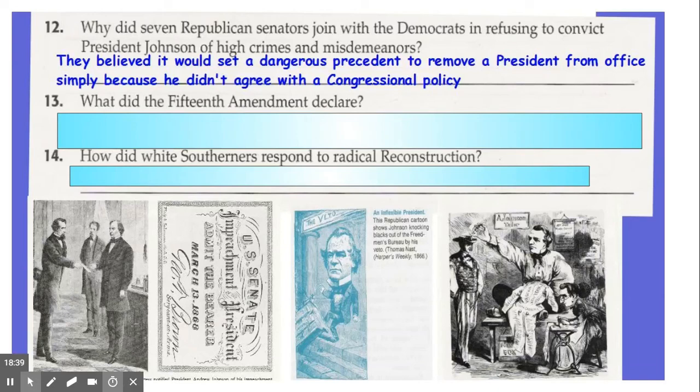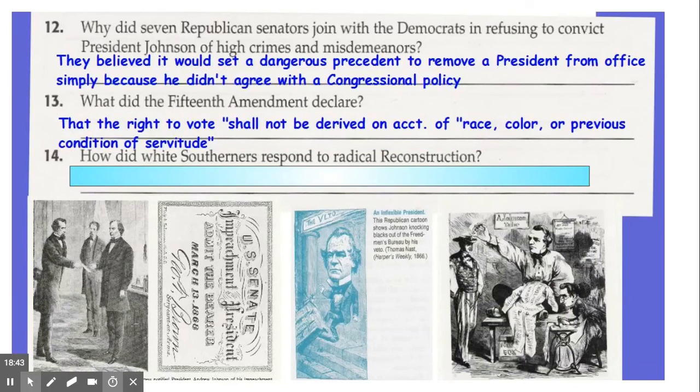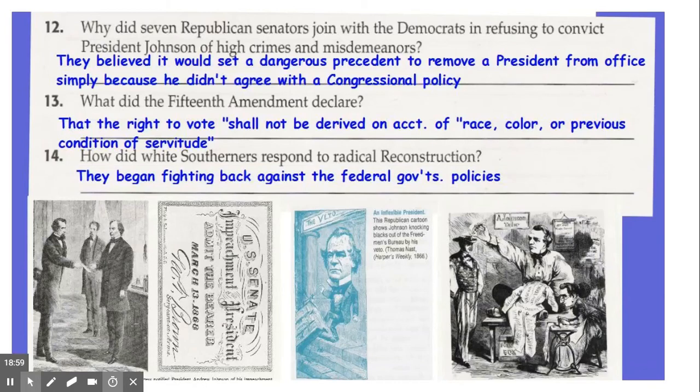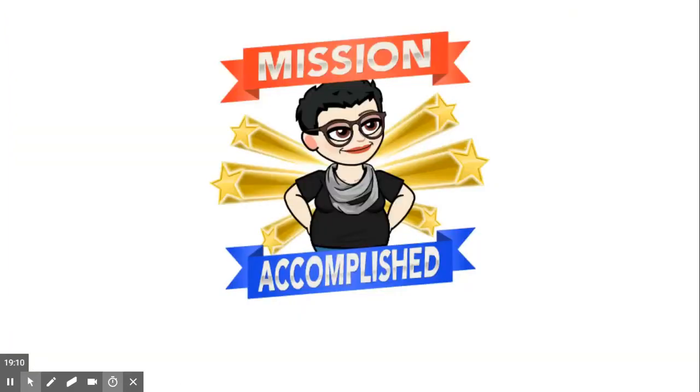Number 13, what did the 15th Amendment declare? It basically said that the right to vote shall not be deprived on account of race, color, or previous conditions of servitude. So in other words, African American males would have the right to vote. 14, how did white Southerners respond to the radical Reconstruction? And many white Southerners began to fight back against what they saw were unjust federal government policies. And hence, we're going to have a showdown.